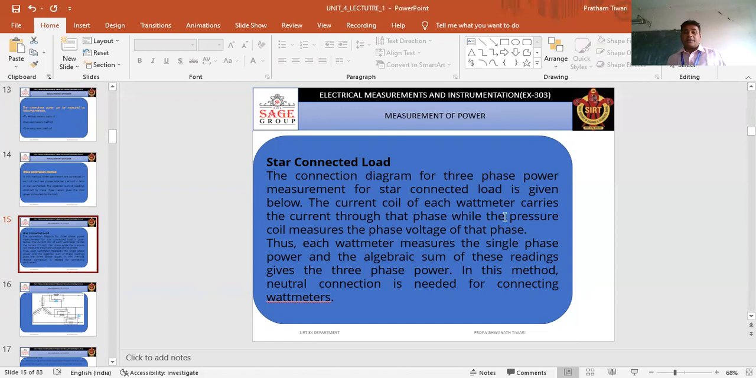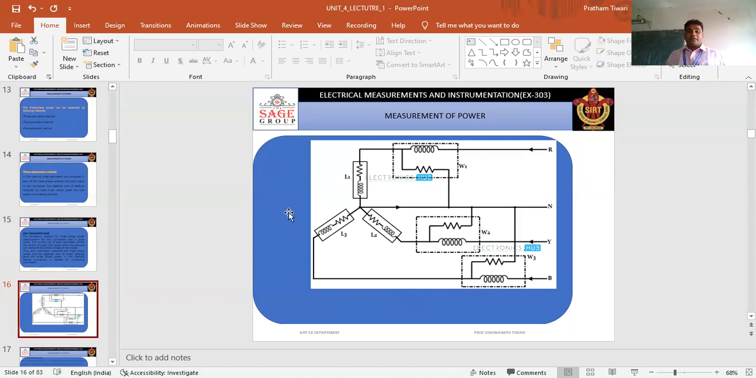The current coil of each wattmeter carries the current of that phase, while the pressure coil measures the phase voltage of the phase. Thus, each wattmeter measures the single phase power, and the algebraic sum of these readings gives the three-phase power. In this method, a neutral connection is needed for connecting the wattmeter. This is the arrangement for star connected load. Like we have connected three wattmeters in the three lines R, Y, and B.